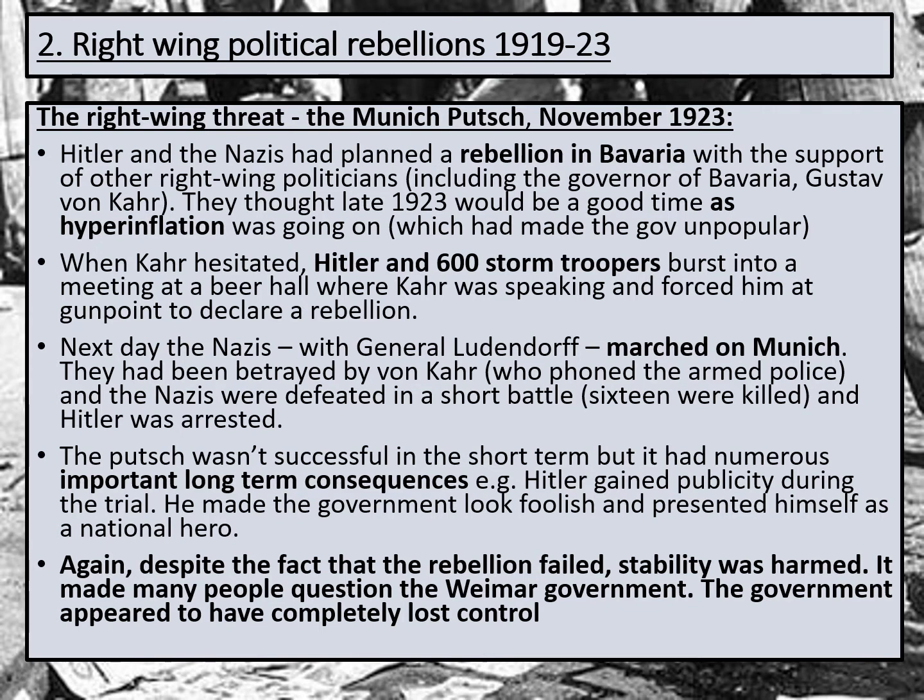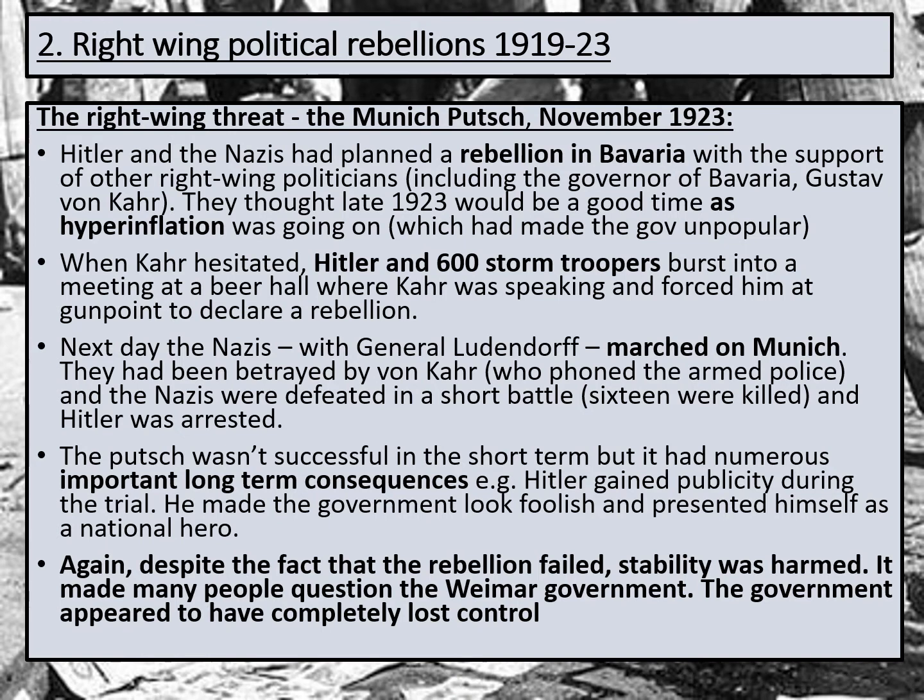So essentially what they were going to do was they were going to take over Munich, and they were going to march over into Berlin and take over the national government. They believed this was a really good time because hyperinflation had been going on. The government had been largely shown to be incompetent.